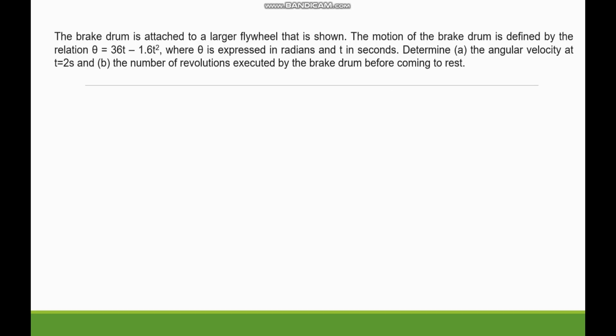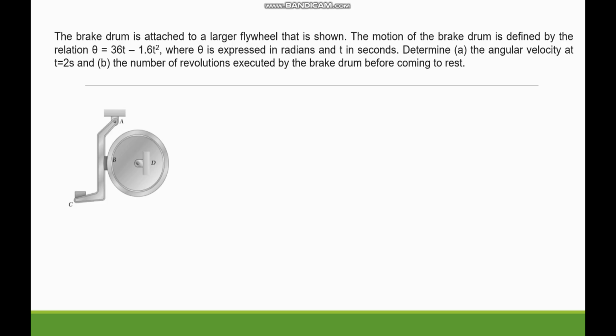For our first example, the brake drum is attached to a larger flywheel that is shown. The motion of the brake drum is defined by the relation angular coordinate is equal to 36t minus 1.6t squared, where theta is expressed in radians and t in seconds. Determine the angular velocity at t is equal to 2 seconds and the number of revolutions executed by the brake drum before coming to rest.